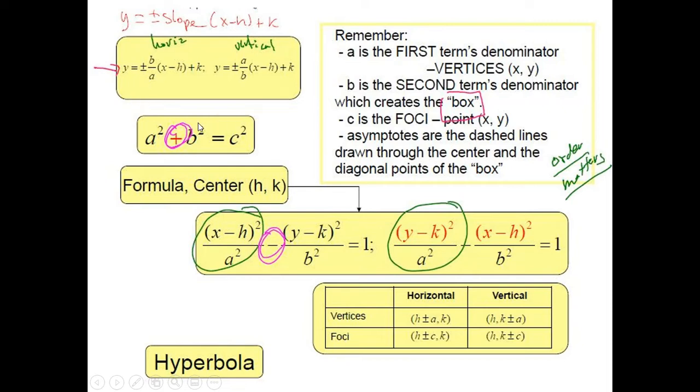So here are some things that we're going to remember. Order matters. So here I've got a vertical hyperbola, and here I have a horizontal hyperbola. And you're just going to want to keep these things straight. I don't want to go through each one of these individually now because that will take too much time, but you can look at this.